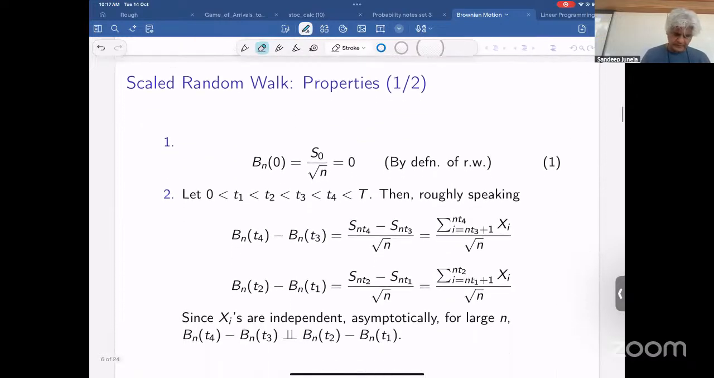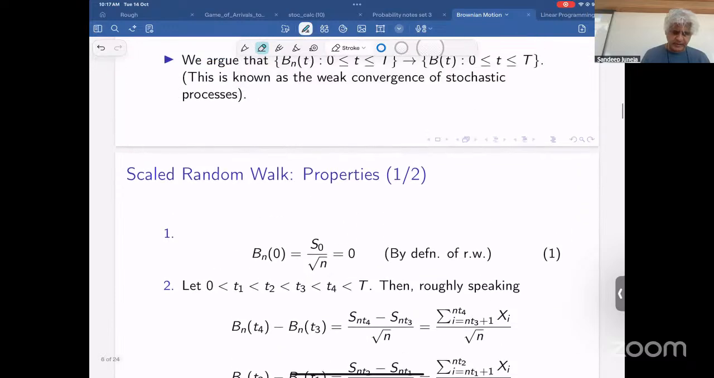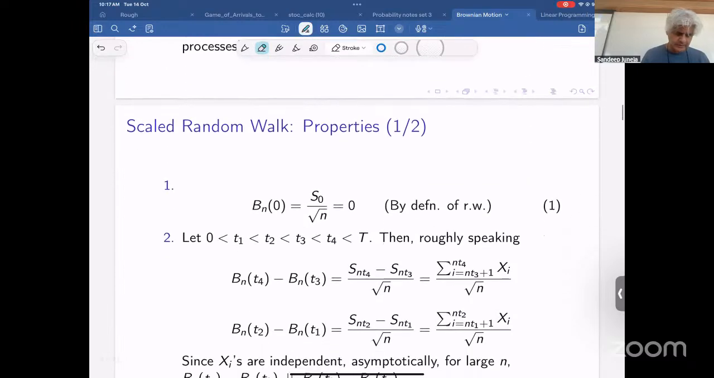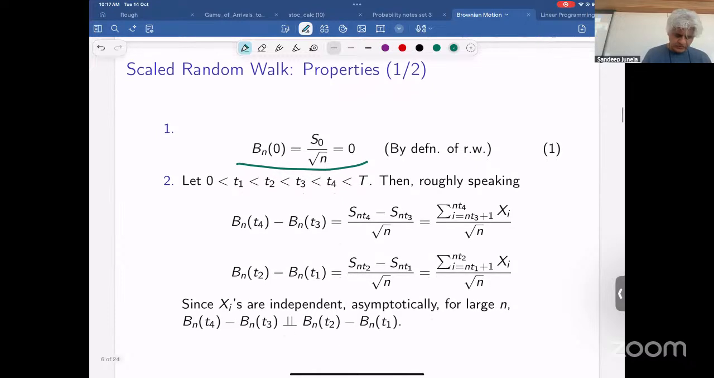All right. But to see why this convergence should happen, well, property 1 is straightforward. Just by definition, that should be true. So nothing interesting here. Look at the increments. B^n(t4) minus B^n(t3), that's just this sum right here, right? Add the t's, which are multiples of 1 by n. And the tiny error comes in when they're not multiples of 1 by n, but that we can ignore.